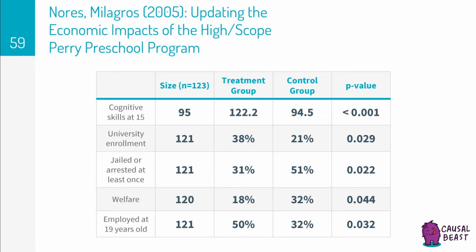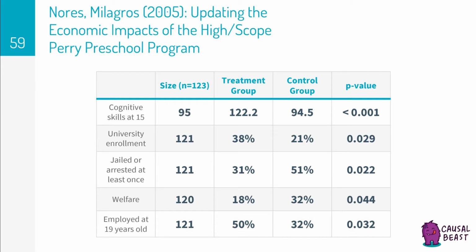This table is the main result coming from the most recent follow-up study done in 2005. As you can see, the treatment group has measured higher in cognitive skills, university enrollment, and employment status. Incarceration rates and the percentage of people on welfare are far lower in the treatment group than the control group. The column indicating p-values is going to indicate the statistical significance of these findings.